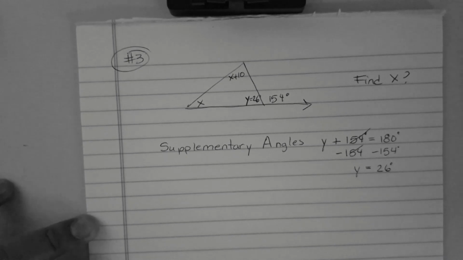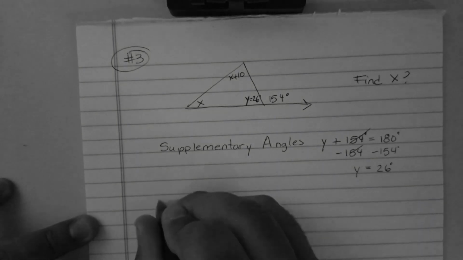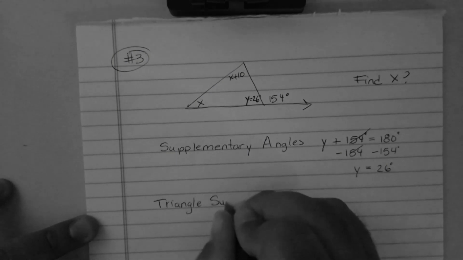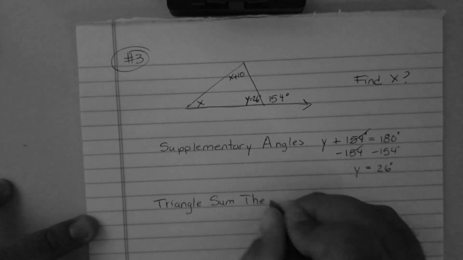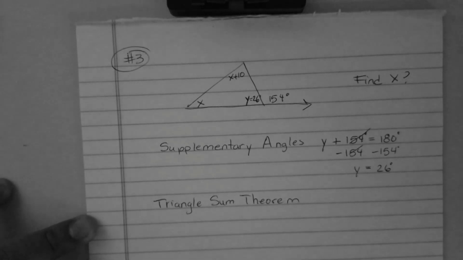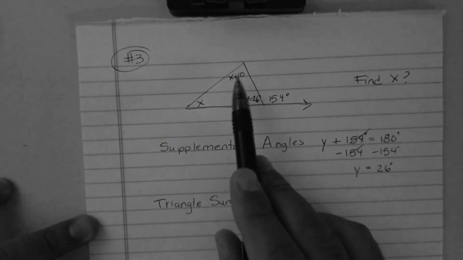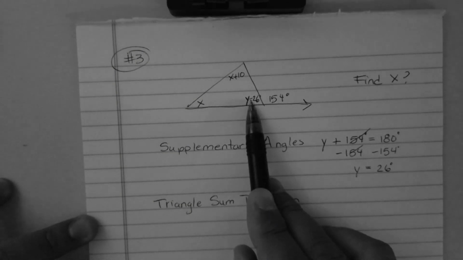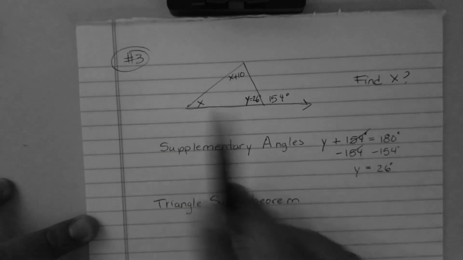What is it called? The triangle sum theorem. Very good, I'll accept that. It's actually the triangle sum theorem. Everyone say triangle sum theorem. The triangle sum theorem says that this angle plus this angle plus this angle should give you what? So what is this angle here, guys?